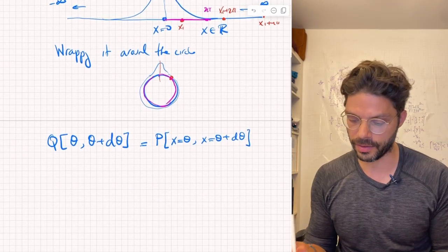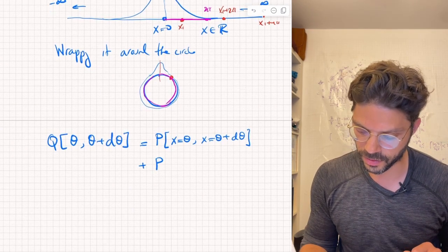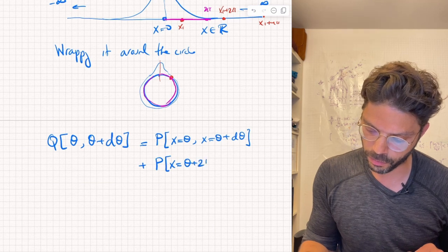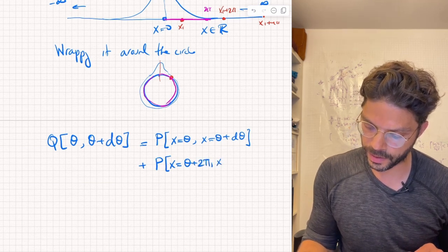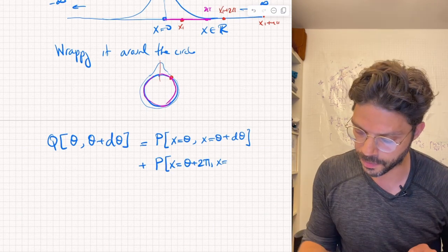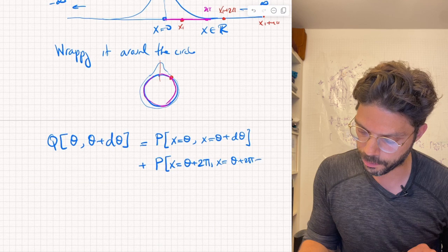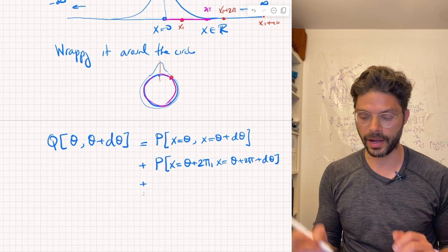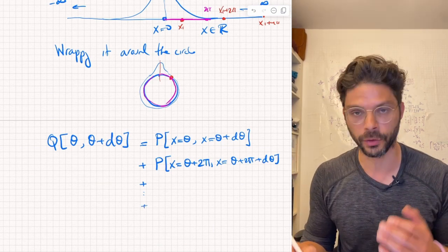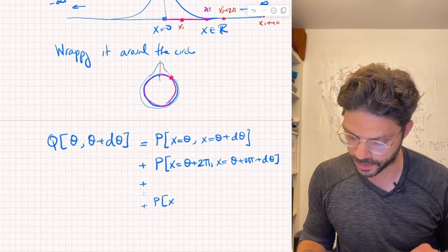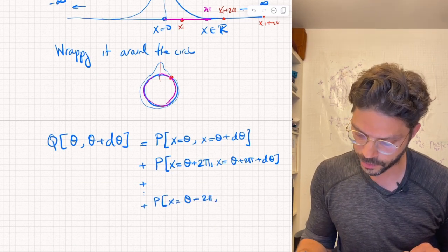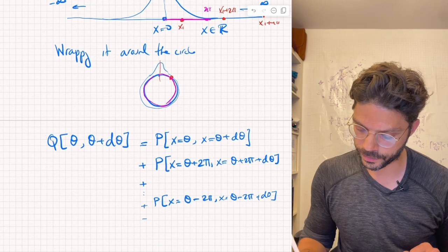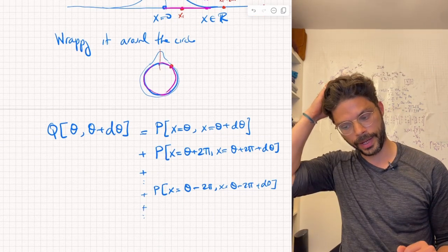Okay, but it's not just that, right? This is where the wrapping comes in. So it's going to be x equals theta plus 2 pi, and x being equal to theta plus 2 pi plus d theta, and so on, including the other direction as well. So p, x is equal to theta minus 2 pi, x is equal to theta minus 2 pi plus d theta, all the way. Okay?